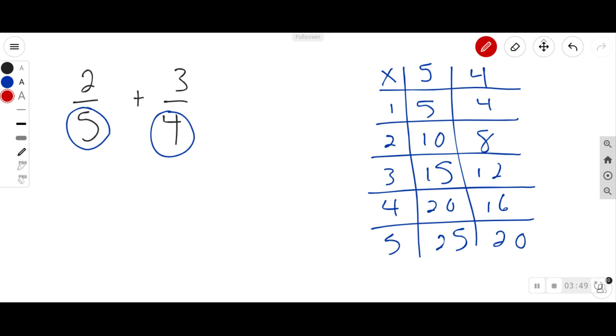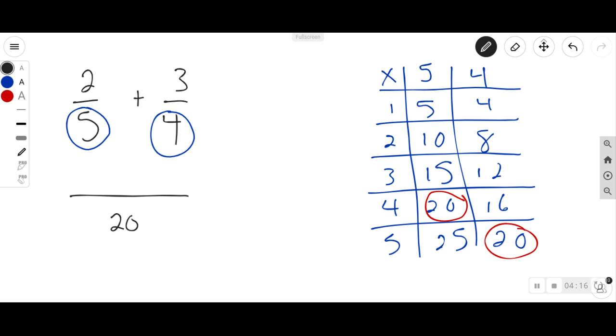Now what I'm looking for is to get the same number in each column. And I want to get the first time I get the same number. I've got a 20 and a 20. That's the first time both columns have the same number. That is our stopping point. That's our common denominator. Specifically, that's our least common denominator. So I can draw a big fraction bar and put a 20 underneath.